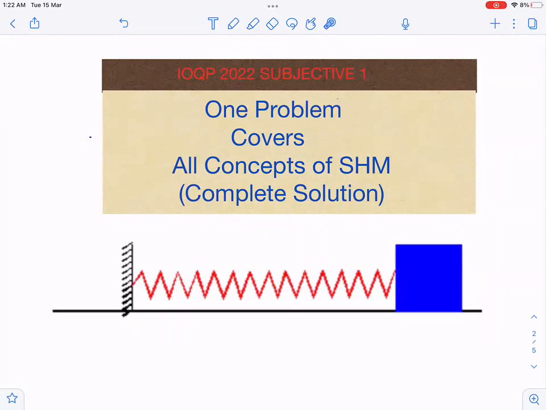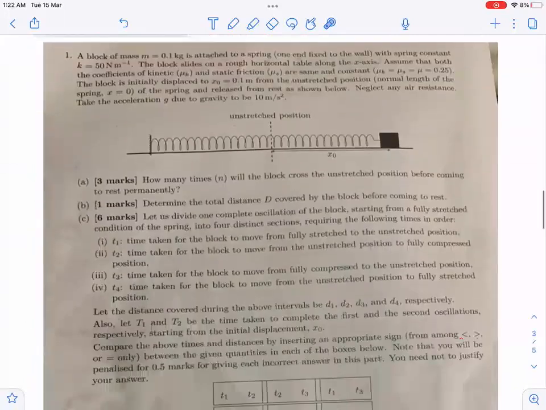You are going to learn many new things in this, and this is a very good question for the JEE Advanced 2022 exam. A similar question with a slight twist can also come in JEE Advanced 2022. So let us start. First, we will read the question.